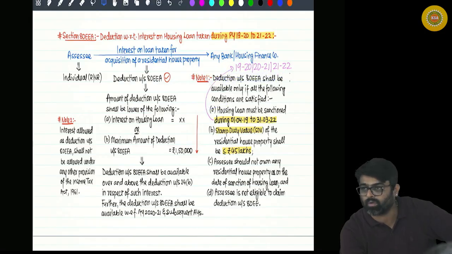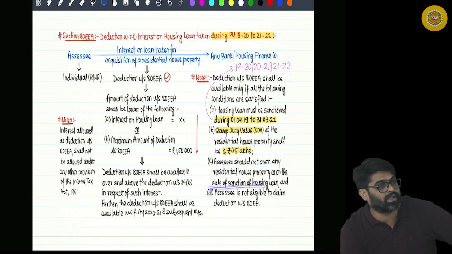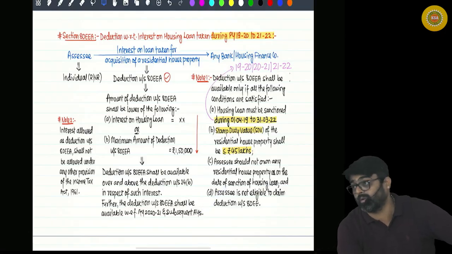What should be the amount of loan? Any amount. There is no restriction on the amount of loan. What should be the value of the property? It can be any value of the property. But remember, the stamp duty value of the property should not be more than 45 lakhs. Yes or no? And as on the date on which the loan is sanctioned, as on that day, the assessee is not owning any residential house property. Getting my point? And he was not eligible for deduction under 80EE also.